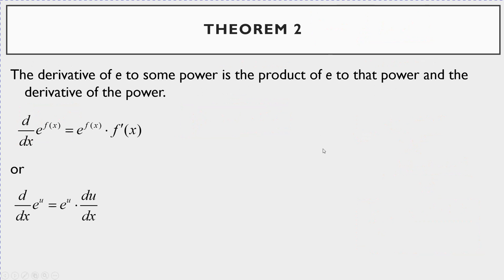All right, let's talk about this now in terms of the chain rule. The derivative of e to some power is the product of e to that power and the derivative of that power. So it's really just the chain rule. The derivative with respect to x of e raised to the f of x, where f of x is some function of x, is e to the f of x times the derivative of that function. Or the derivative with respect to x of e to the u is equal to e to the u times du dx. Let me show you with a very simple example.